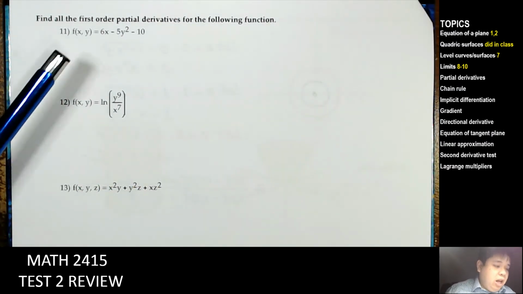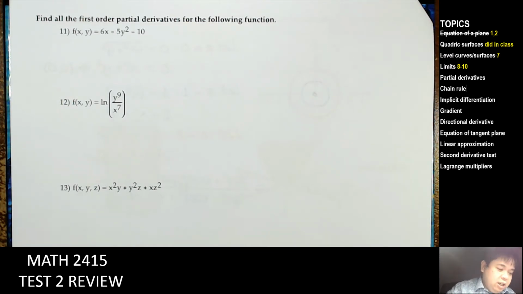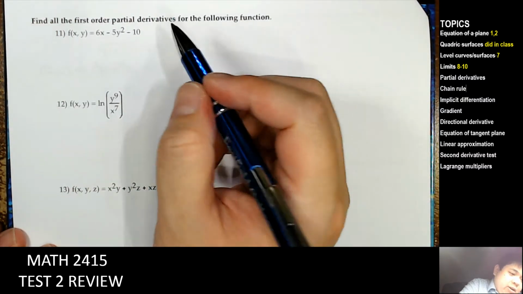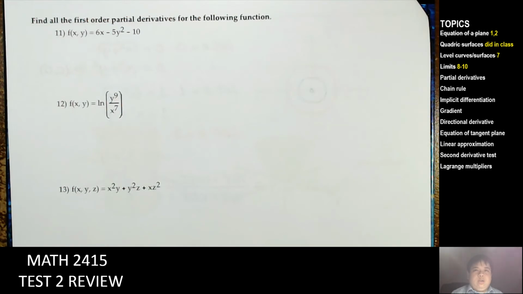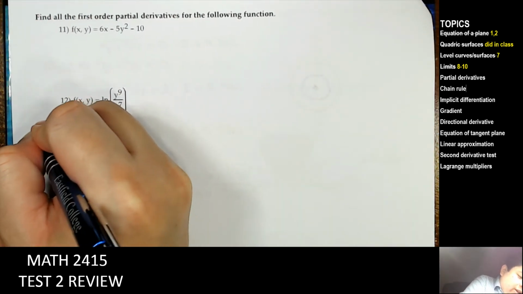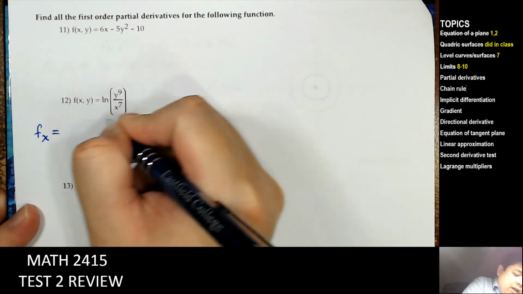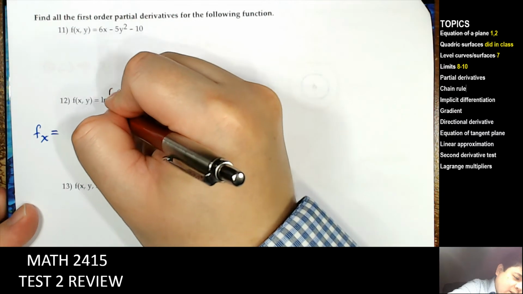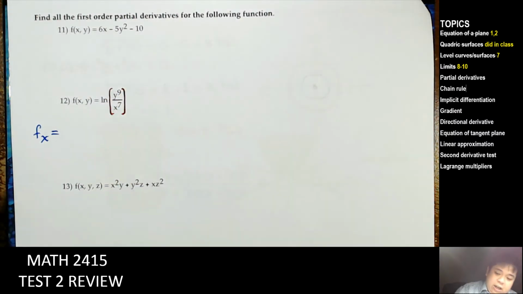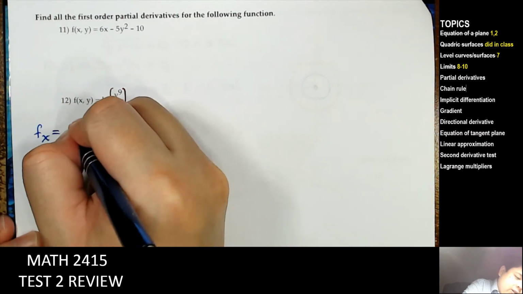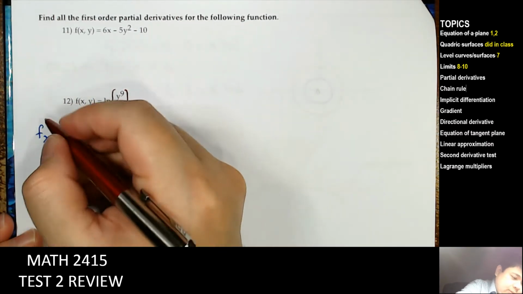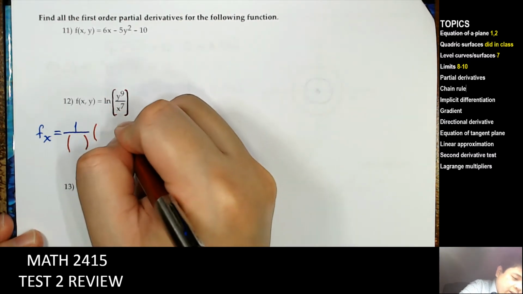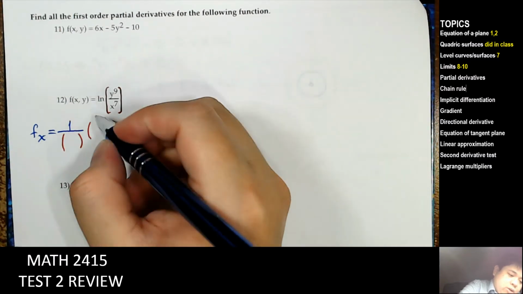Right. Number 11 is too easy. I'm not going to do that. Just number 12 here. So, partial derivative with respect to x, with respect to y. Derivative with respect to x, we have ln of something. So I'm going to put this. Derivative of ln is going to be equal to 1 over that box, and then we take derivative of that box with respect to x.